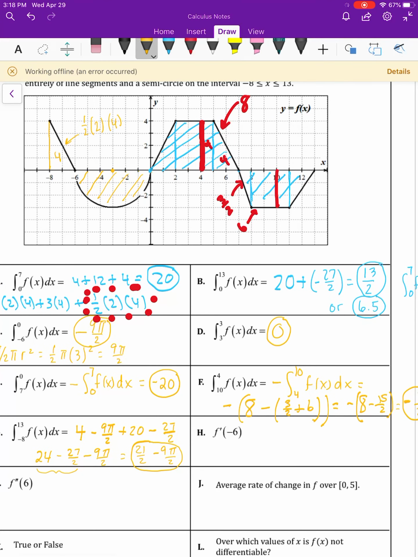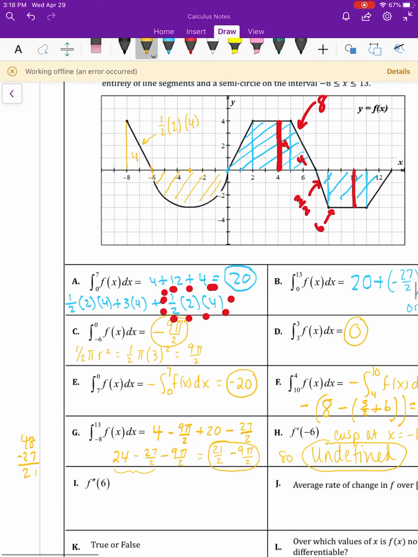Now, what would the derivative be of f at negative 6? So if I look at negative 6 and see that this is like a cusp, my derivative would be undefined, because there is a cusp. Cusp at x equals negative 6. So undefined would be my answer.